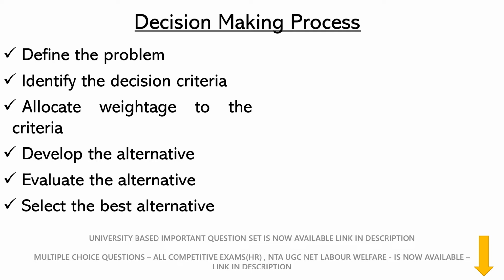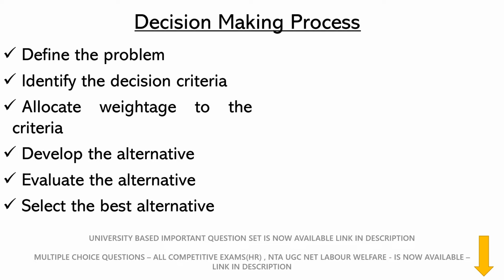Like I said, if budget is very important to you, make that a number one priority. Or if you want to go for brand names, like OnePlus, Apple, or any other companies, then you decide brand name is number one priority for you. So in this step, allocate weightage to the criteria. Next, the next step is develop the alternatives.